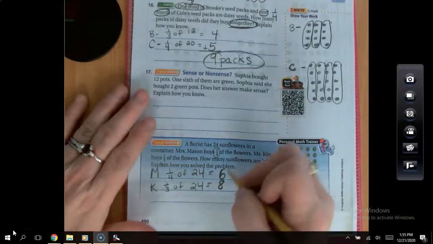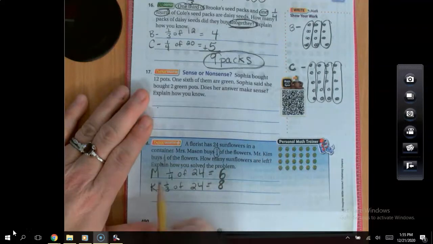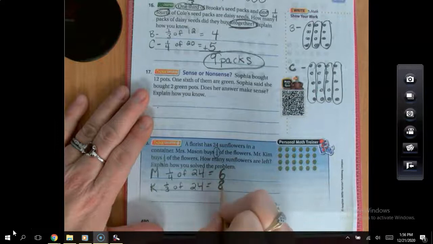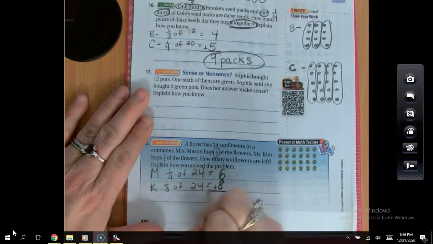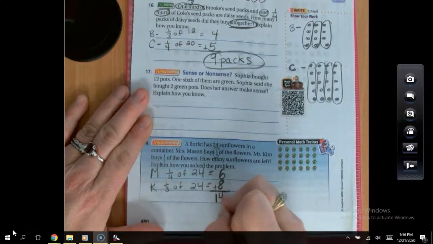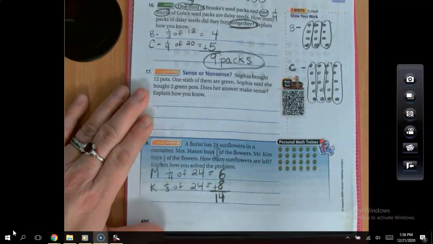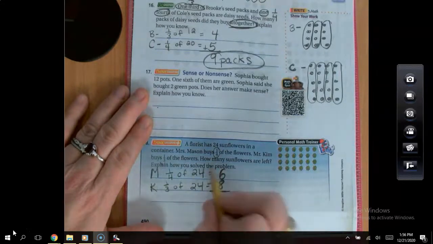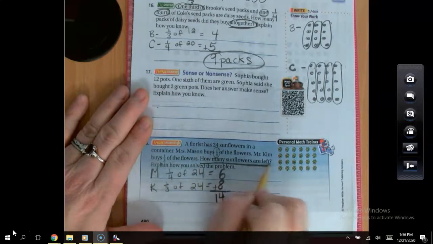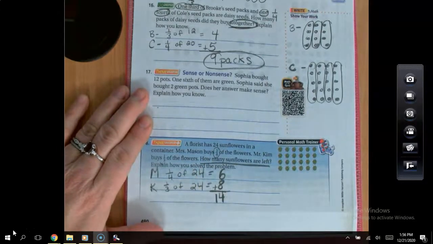I got to figure out how many do Mrs. Mason and Mr. Kim have. So 6 plus 8. What is 6 plus 8, boys and girls? It is 14. So right now, they have 14 sunflowers. But that's not the question they asked. They asked how many sunflowers are left. How many are left? That clue word tells me I have to subtract.